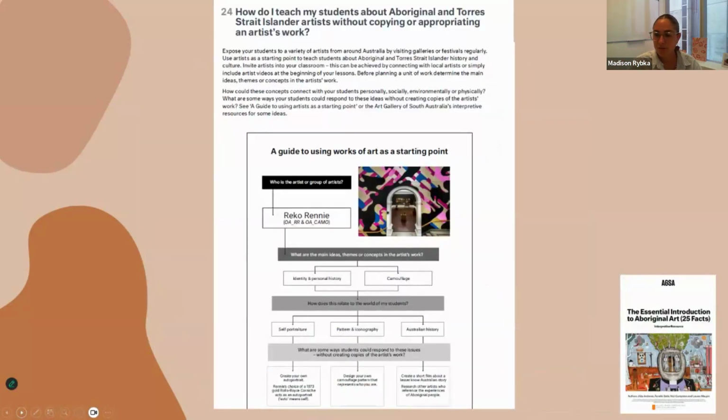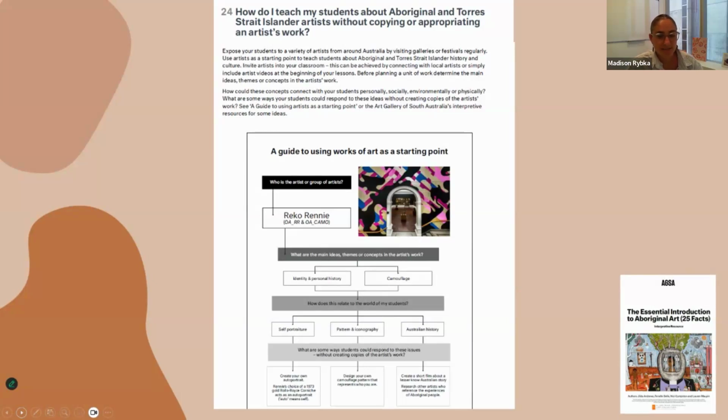This again, just referring to art, is 25 facts. What I like about this, it just explains how can I teach students about Aboriginal and Torres Strait Islander artists without appropriating it. And it just gives you some thoughts. Who is the artist? What are the main ideas and themes? And you can break it down. How does this relate to the world of my students? And then what are some of the ways students can respond to it?